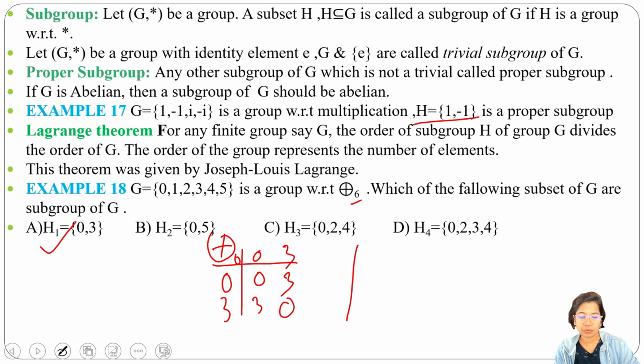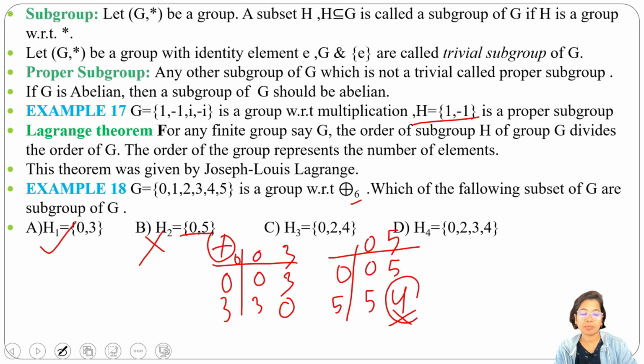Now check H2, it's {0, 5}. 0 plus 0 is 0, 0 plus 5 is 5, 5 plus 0 is 5, 5 plus 5 is 10, 10 divided by 6, remainder will be 4. It's not closed. It's out of this {0, 5} set. Hence, this is not a subgroup.